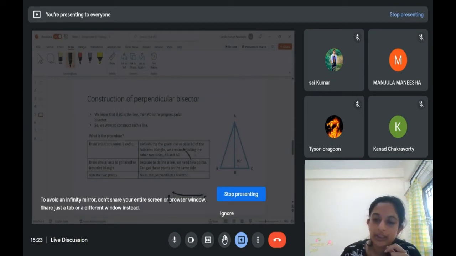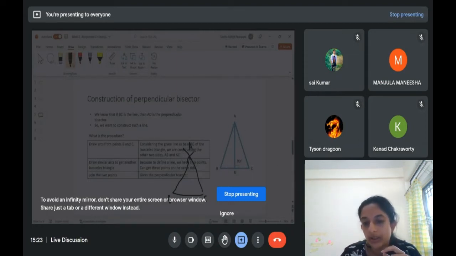Now again with the same radius, we keep the rounder pointer here and we draw an arc here. What are we trying to do? We don't have an isosceles triangle here. So what we imagine is BC is the base of the isosceles triangle, and we are trying to construct the isosceles triangle by constructing this point which is equidistant from both points B and C. So basically by doing this construction we actually constructed a point similar to A in this triangle.